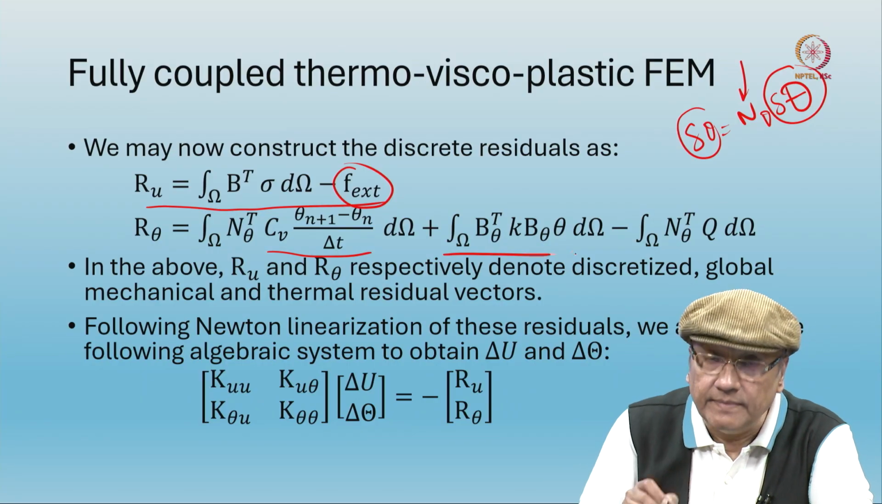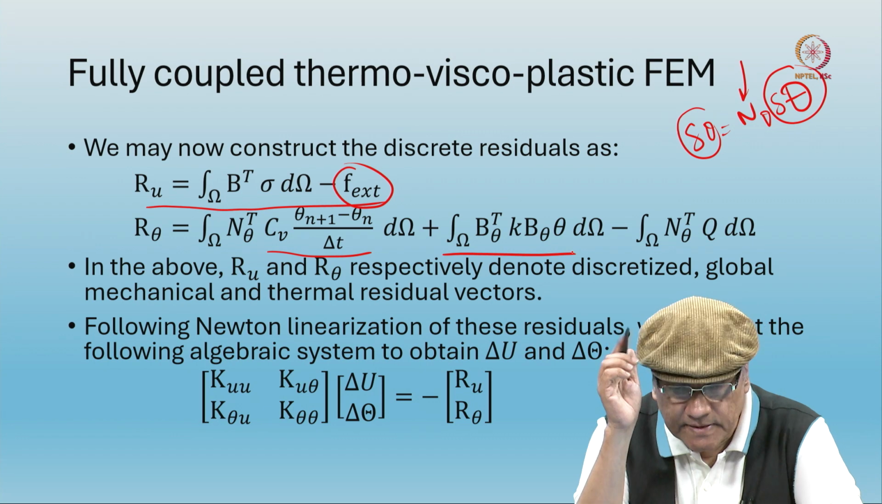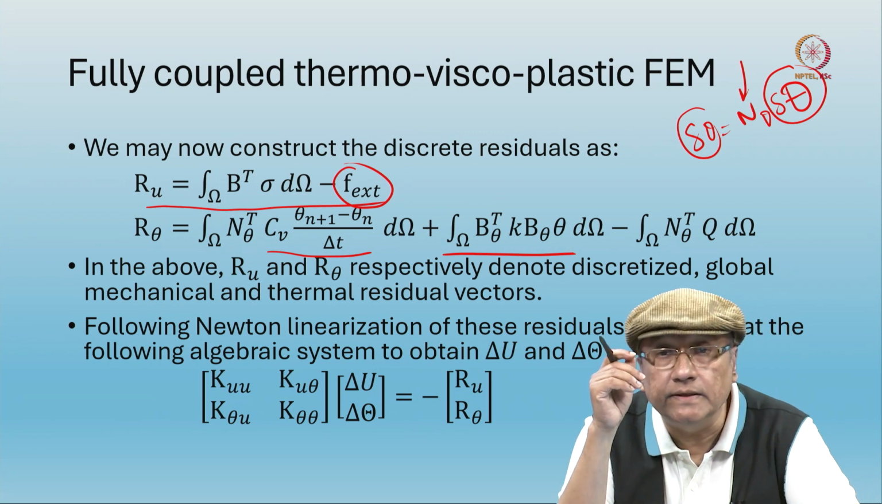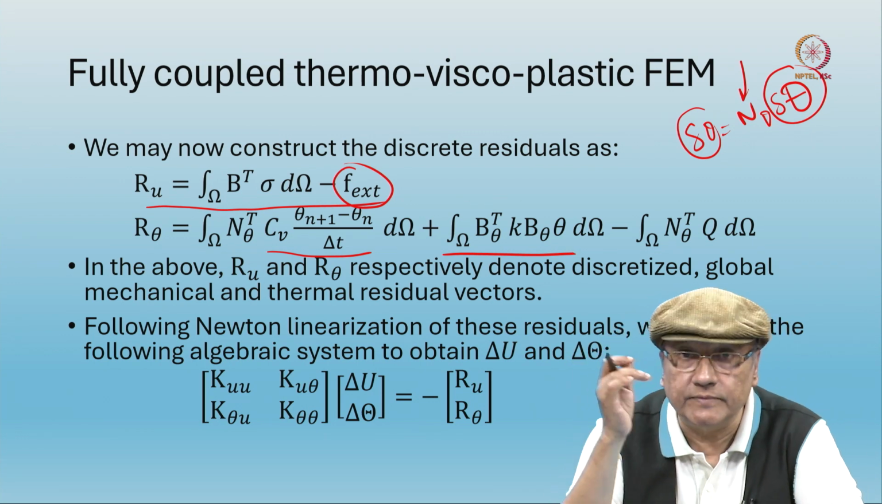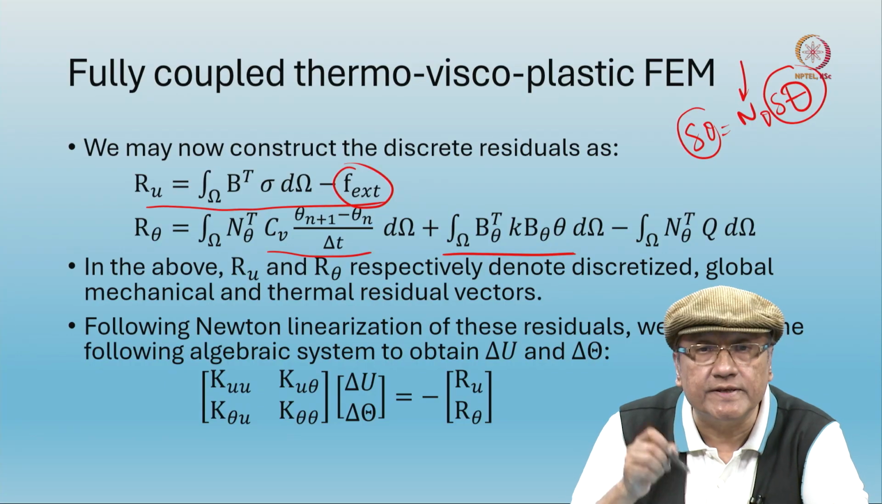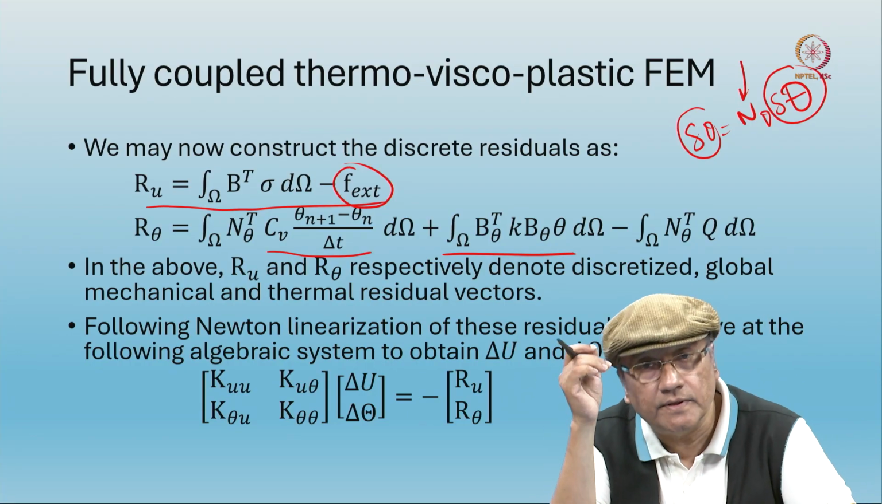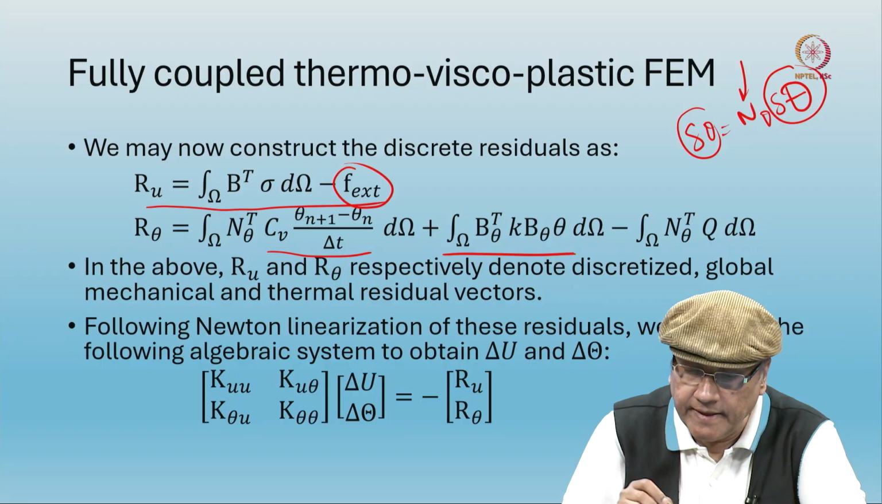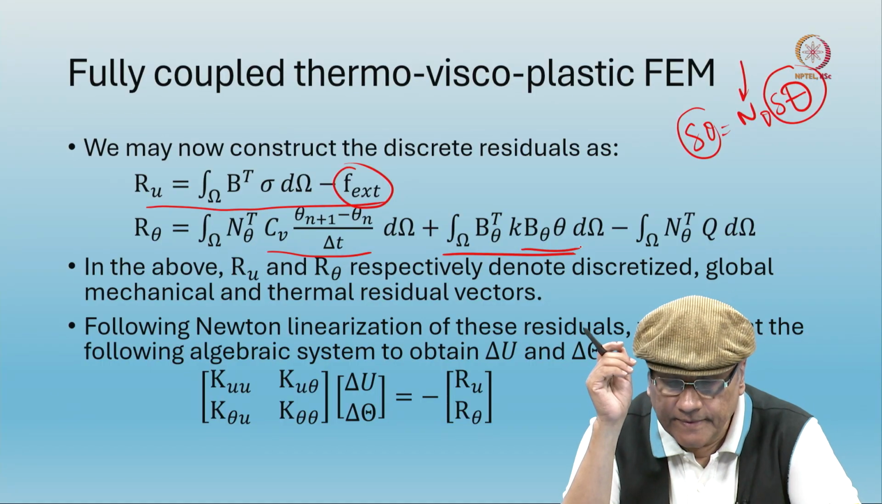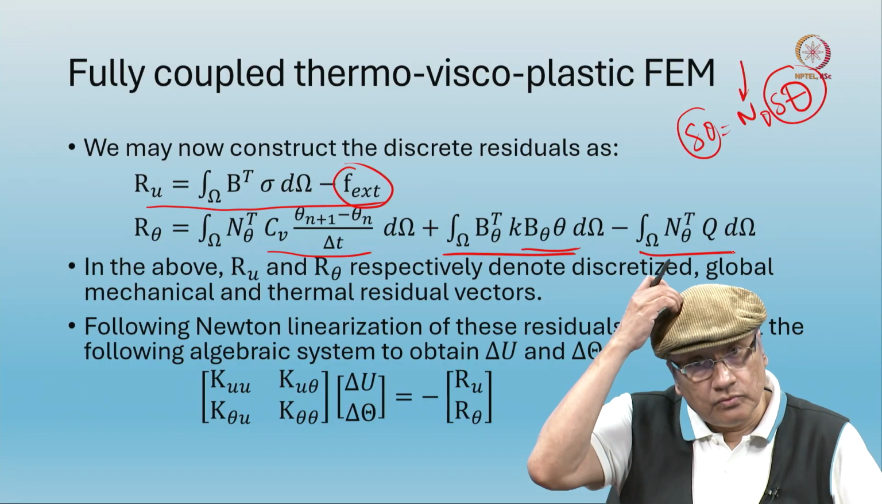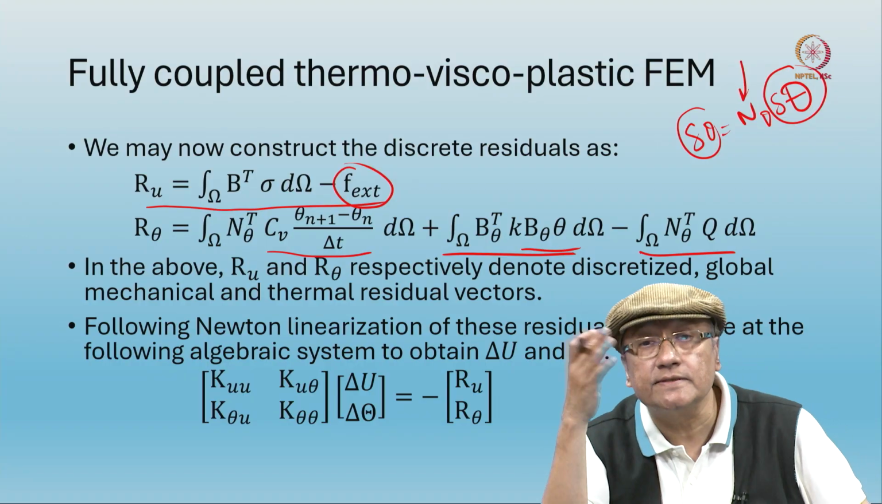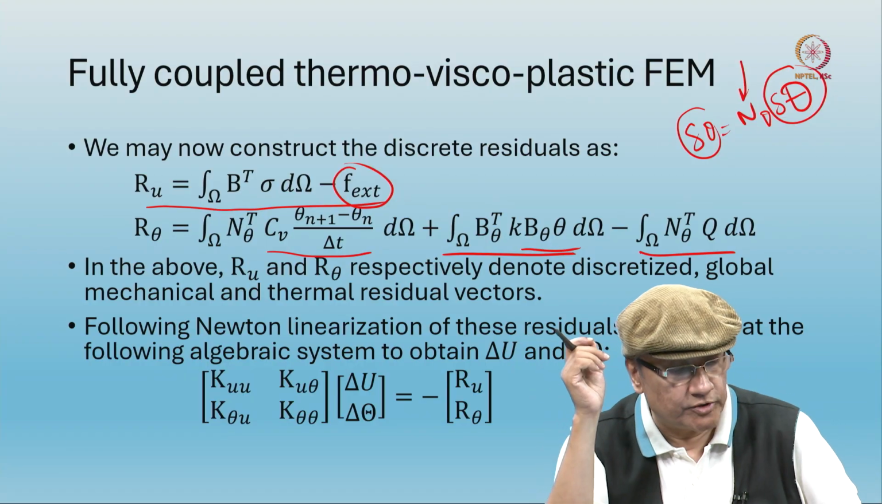The next term in the expression for R_theta comes from the diffusion term, right. So, that gives you B_theta transpose, the thermal conductivity K, B_theta, and then N_theta transpose Q, where Q is the source term in the governing equation, right.